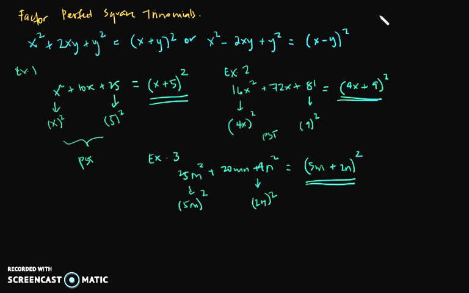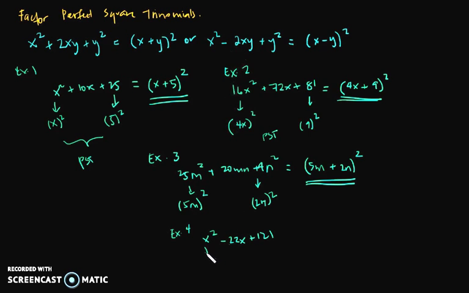So, how about if we have x squared minus 22x plus 121? So this time we have a minus sign in the middle term. So that's not a problem. We can use this formula.